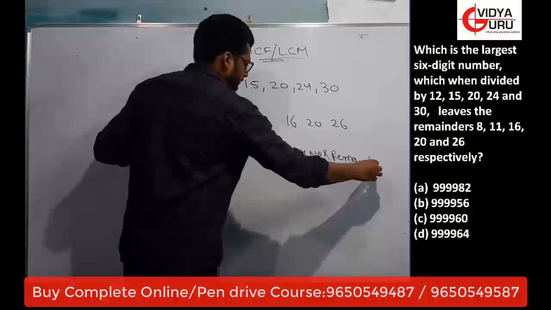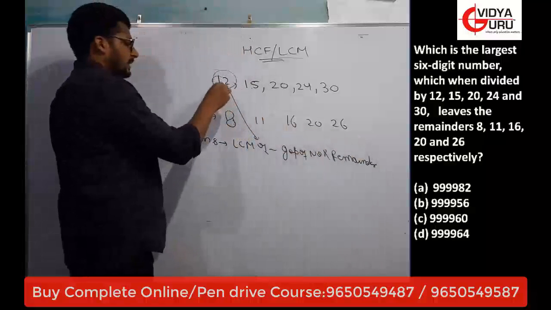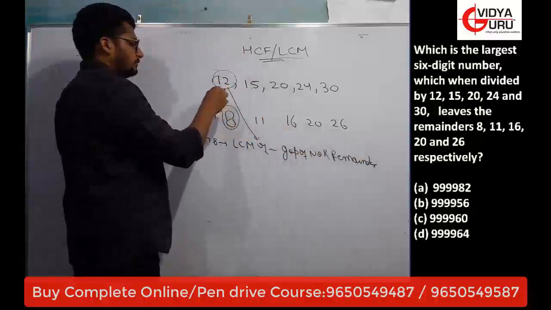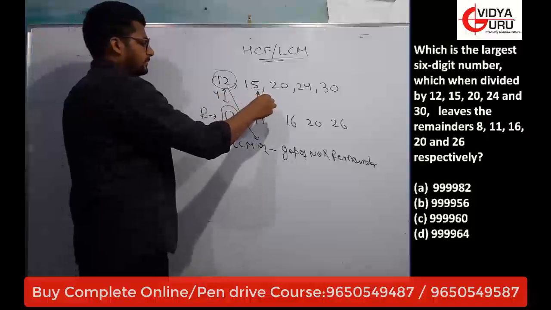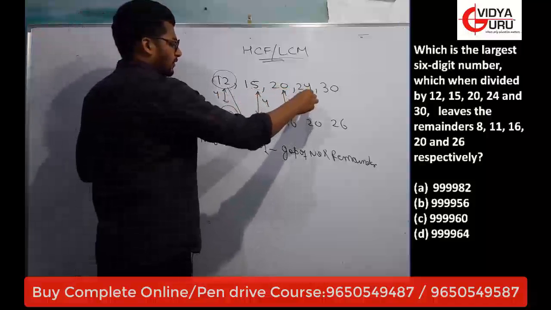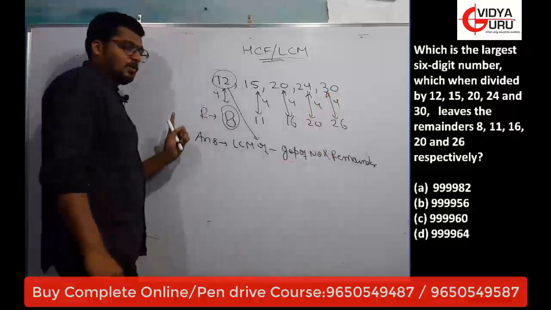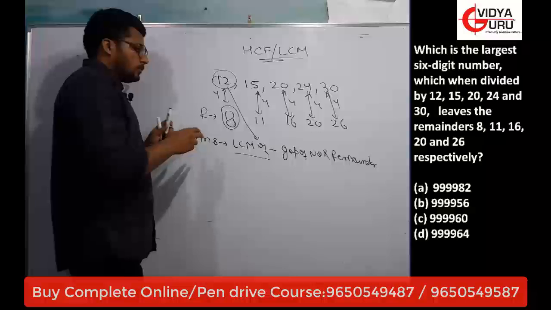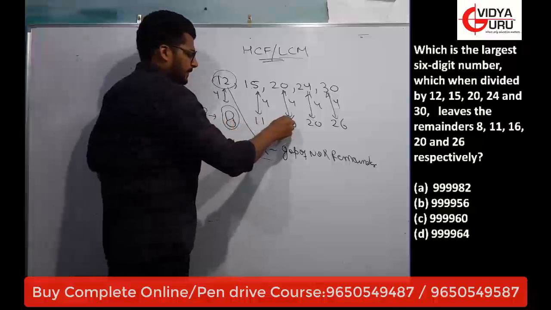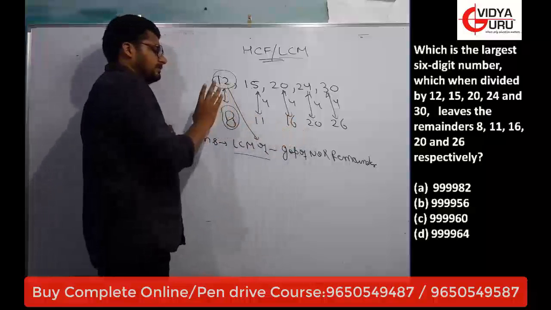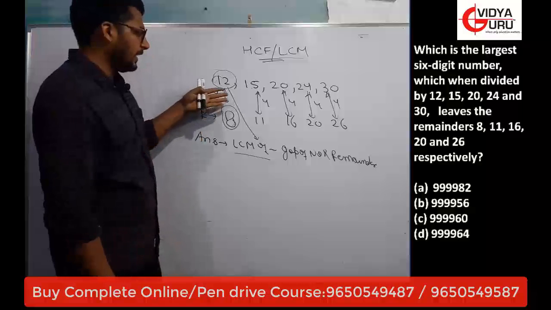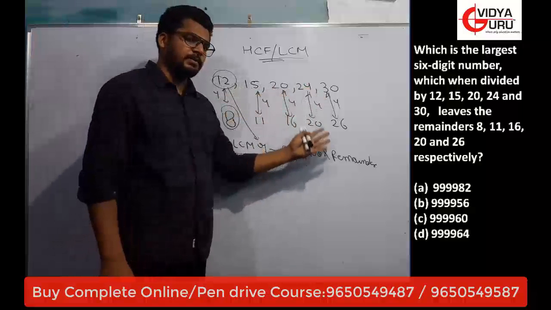What I mean to say is, see what is the gap here? 4. What is the gap here? 4. What is the gap here? 4. What is the gap here? 4. And here also 4. So this gap is common in all. If different remainders are given in the question, this condition will always be fulfilled, that the gap between the numbers and remainders will be the same.